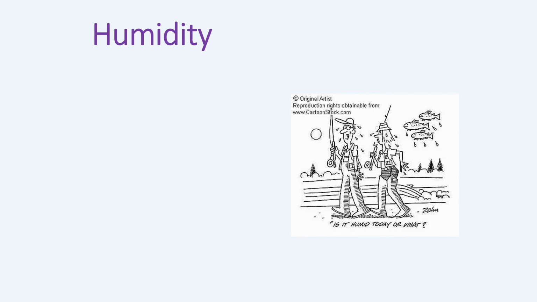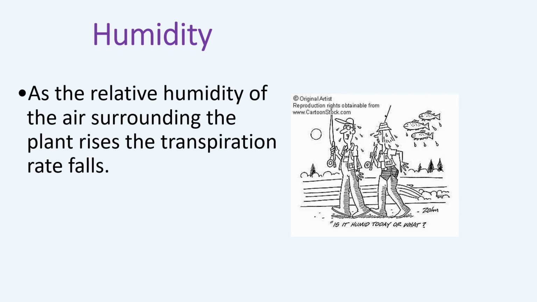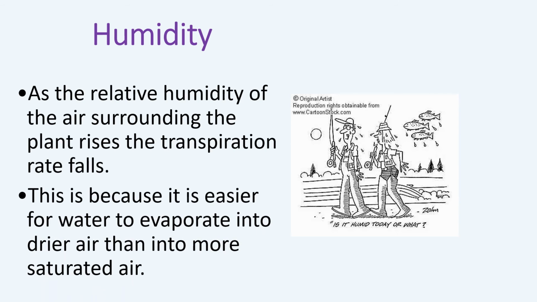So what about humidity? Would that help your clothes to dry? No, you would not want to put your clothes on a washing line when it's humid, because it would mean that the air is quite wet, so your clothes would end up staying wet. So as the relative humidity of the air surrounding the plant rises, the transpiration rate decreases. This is because it is easier for water to evaporate into drier air than into more saturated air. So humidity decreases transpiration rate.